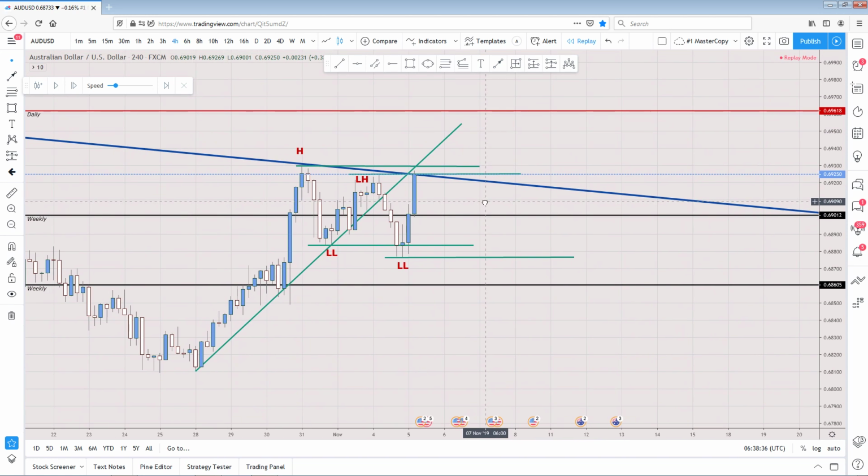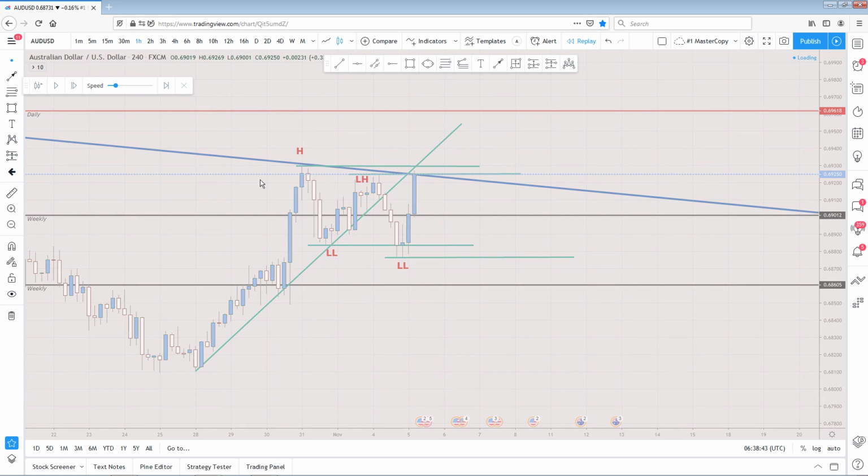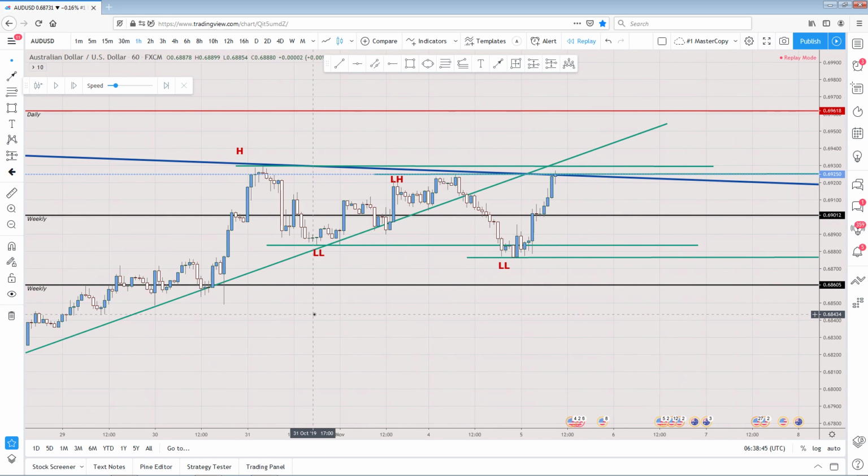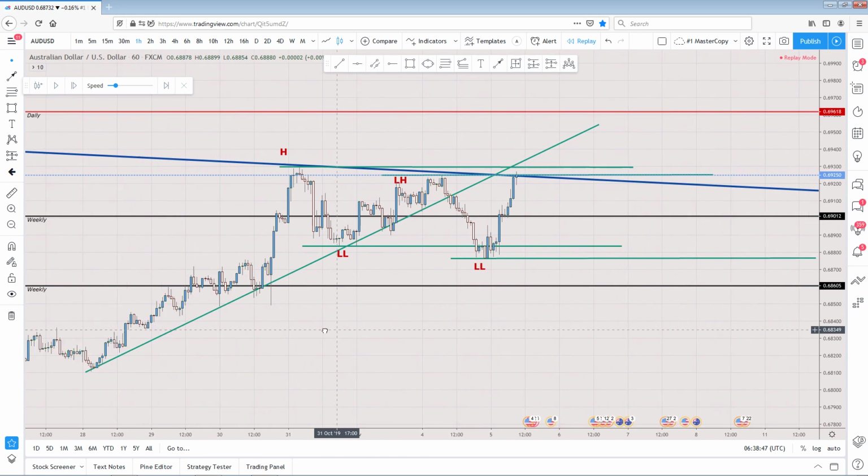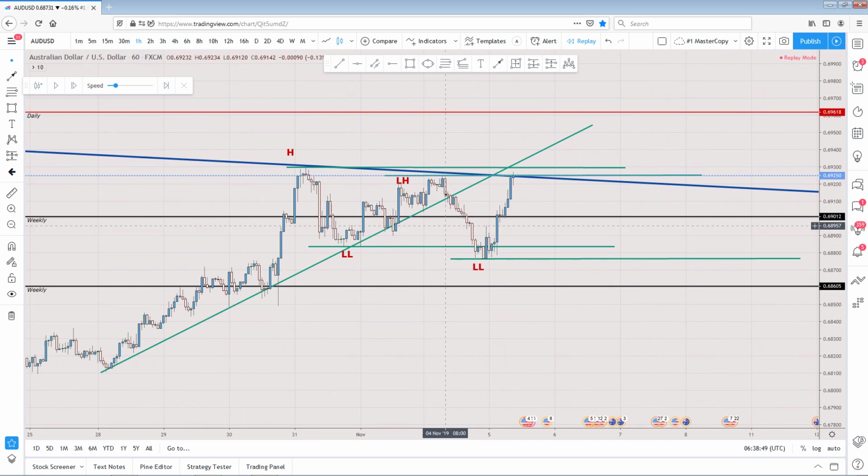What we could have also done is jump to the 1 hour chart. So let's jump to the 1 hour chart and examine what we can see so far. So you can see that the trend line broke here. Also, you can call this where the structure broke right here.